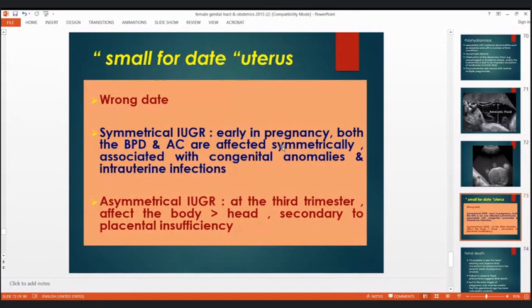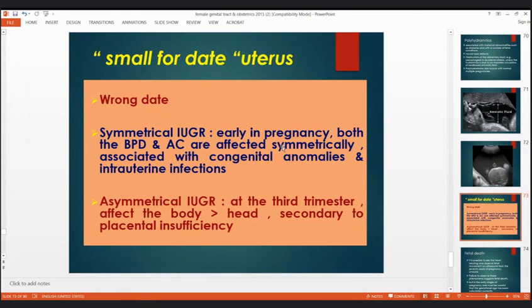And what about small for dates uterus? Small for dates uterus can be due to wrong dates or can be due to IUGR, intrauterine growth restriction. We have two main types of IUGR. We have the symmetric IUGR, which starts early in pregnancy. Both the biparietal and the abdominal circumference are affected symmetrically. This is usually associated with congenital anomalies and intrauterine infections.